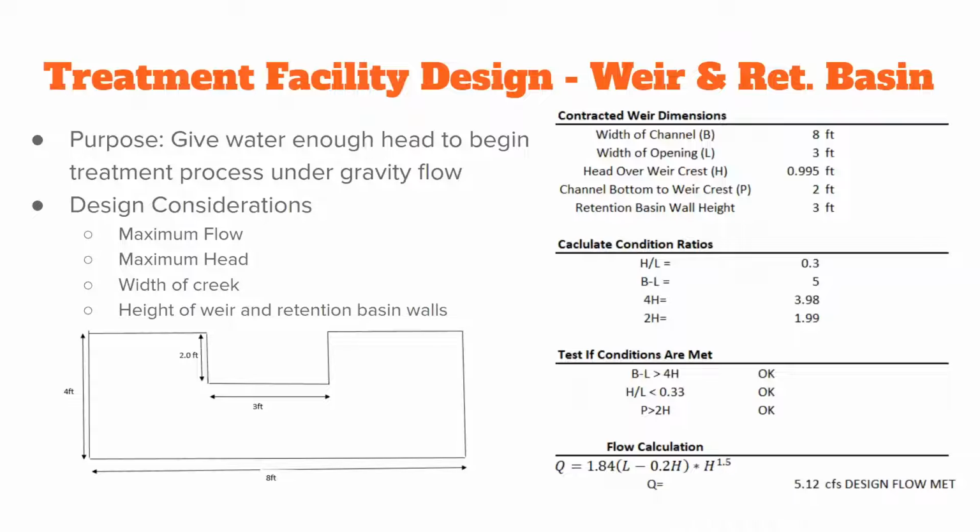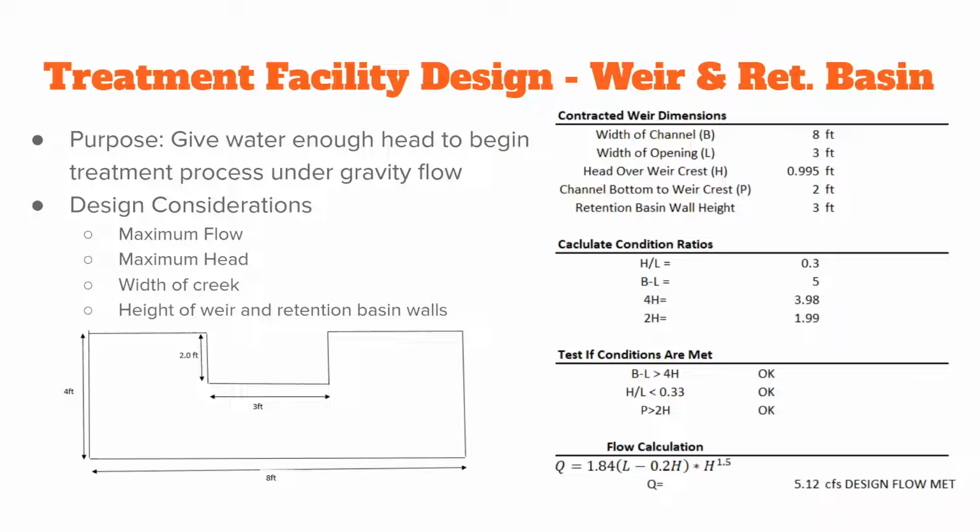So the first thing we designed was the weir and retention basin. The purpose of this is to give enough head to begin the treatment process under gravity flow, as well as just give the water a good starting point to get into the splitter box from. Design considerations for this were the maximum flow and maximum head.